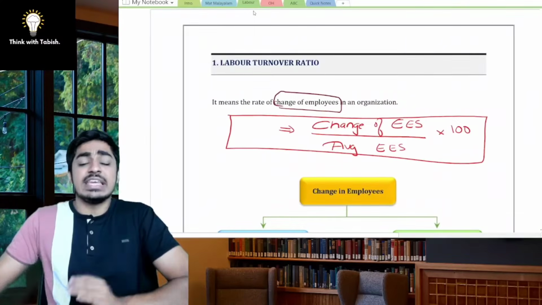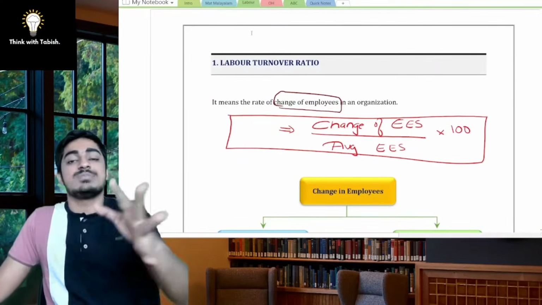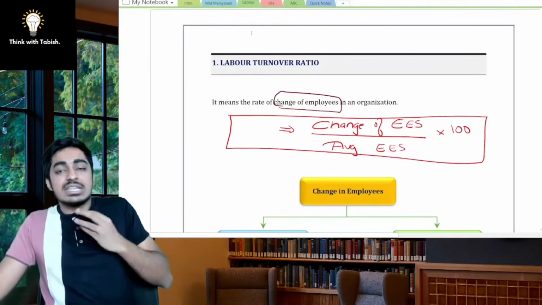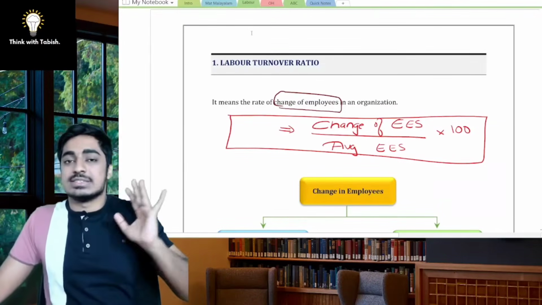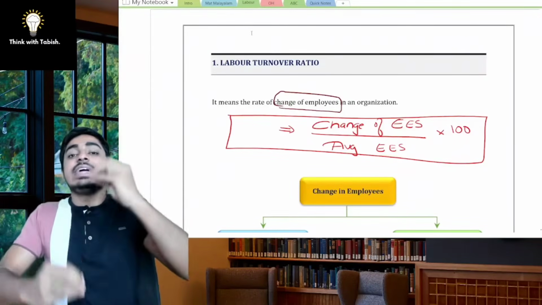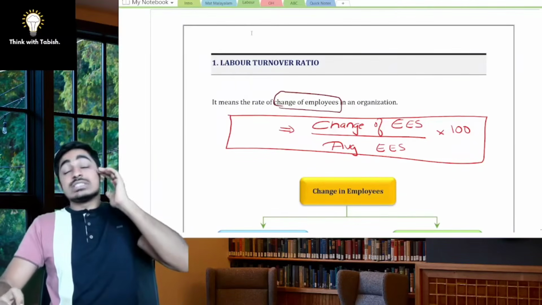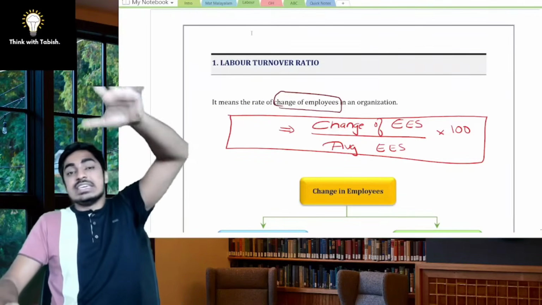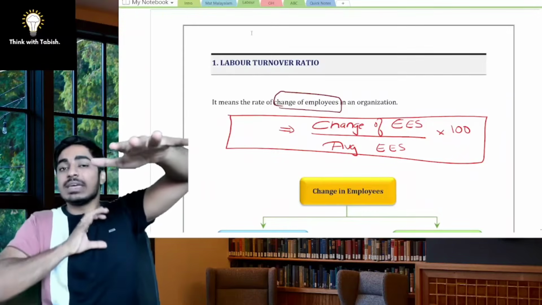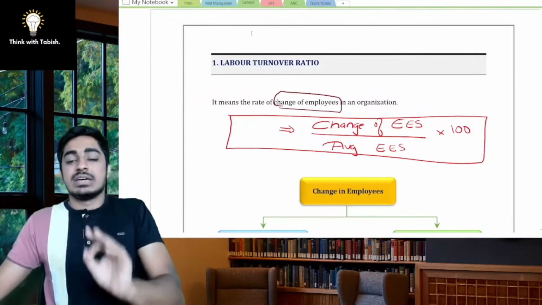We know that in any given period of time, the number of employees will never be the same. There will always be some employees who are coming into the organization, some employees who leave the organization. What is it that we want to calculate? We want to calculate the rate of change of employees in an organization. So what is labor turnover ratio? It is the change of employees divided by average employees into 100. This gives us the labor turnover ratio.